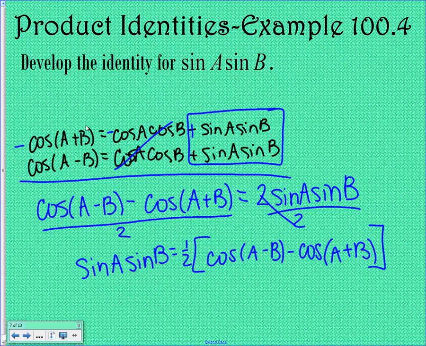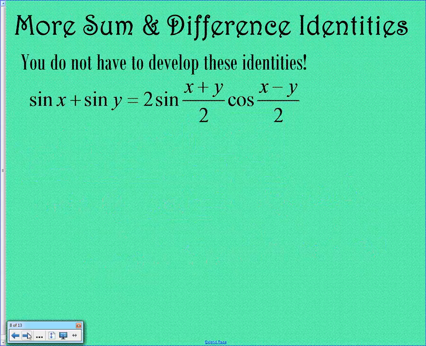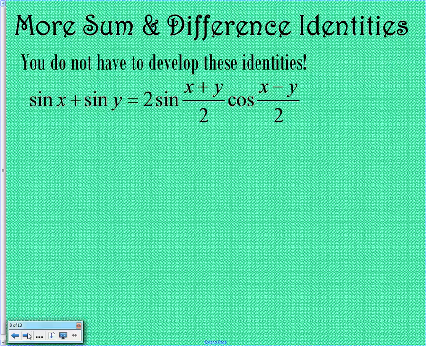Now there are 4 other ones that we're going to look at very briefly. We are not going to develop these identities. So the sine of x plus the sine of y is equal to 2 sine of x plus y over 2 times the cosine of x minus y over 2. We are not going to develop that. I'm going to let you write it down. You may use it in your homework, but we're not actually going to develop it, okay? So on your homework, if it says to develop it, you won't actually develop it, okay? Same thing for the other 3.